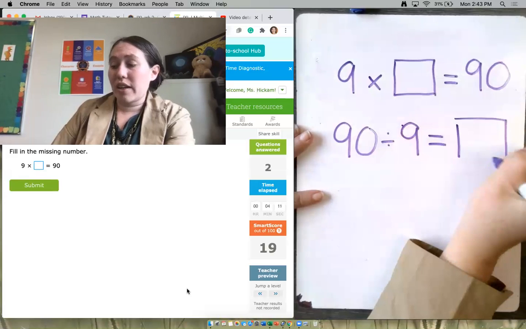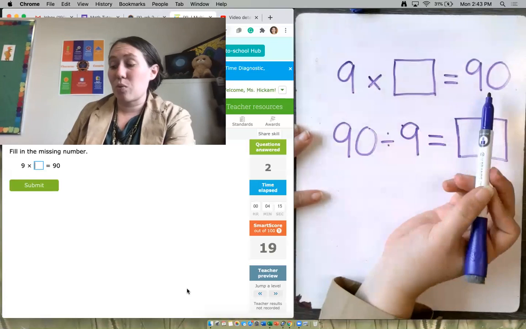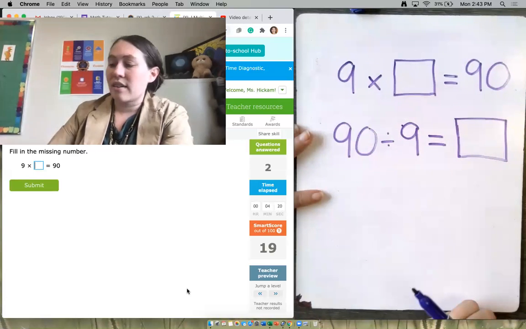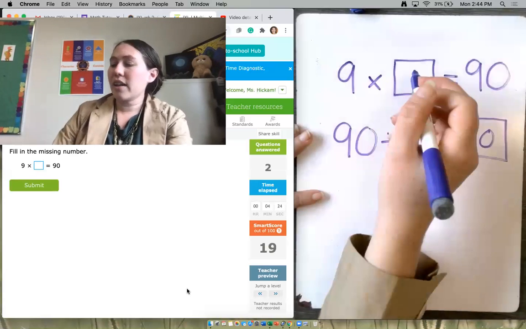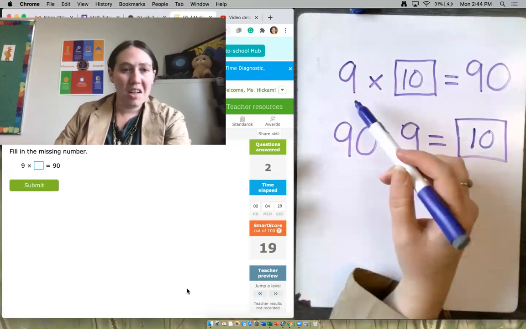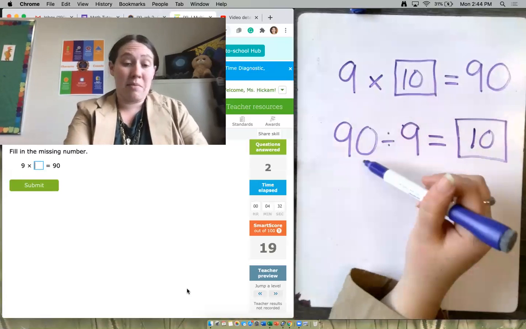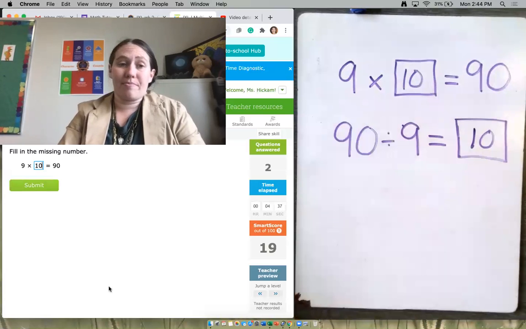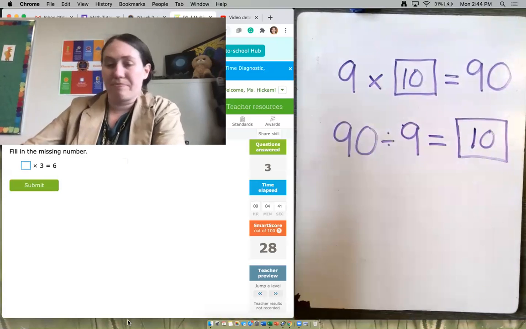9 times what equals 90 is the same as 90 divided by 9 equals what? 90 divided by 9 equals 10. 9 times 10 equals 90. And I write it in both spots because that shows me that I can check my work. 9 times 10, 90. 90 divided by 9 equals 10. I want those to be the same number. If they're not the same number, I did something wrong. Because we're only looking for one missing puzzle piece.